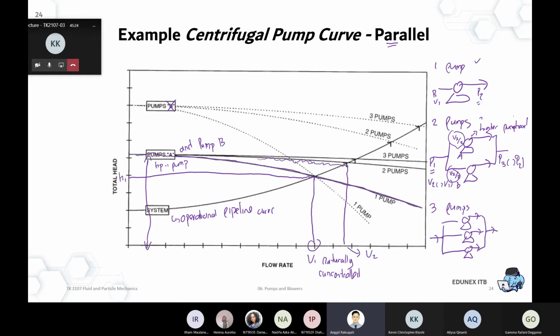Okay, same thing with the three pumps. Now you deliver from the same pressure. Instead of V1 and V2, now you will get V3, which is higher than V2. And then now you get V3 per 3 to pump A, V3 per 3 to pump B and V3 per 3 to pump C. All of them combined together, it will give you P4, which is bigger than P3. Okay, so now the intersection of the 3 pumps will be at this point. So that's the V3.